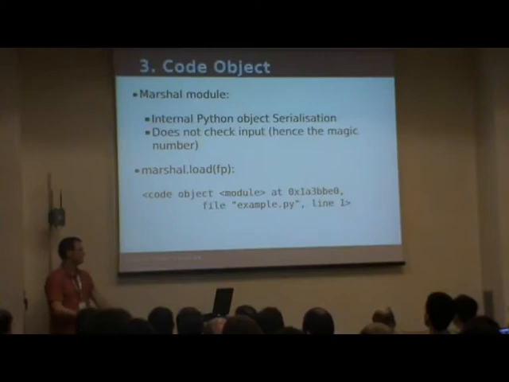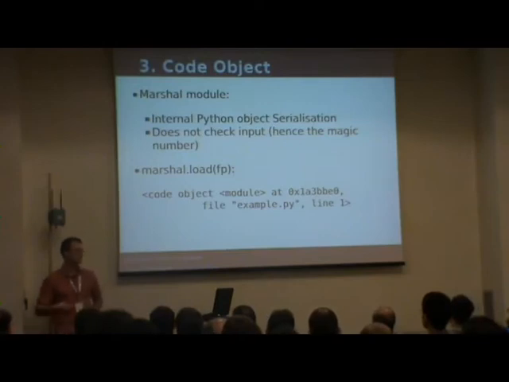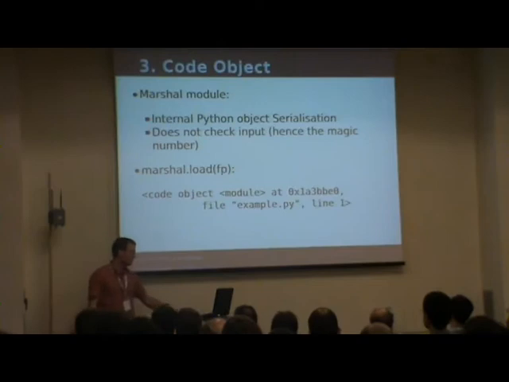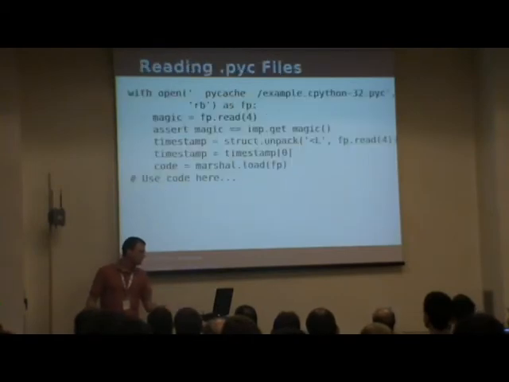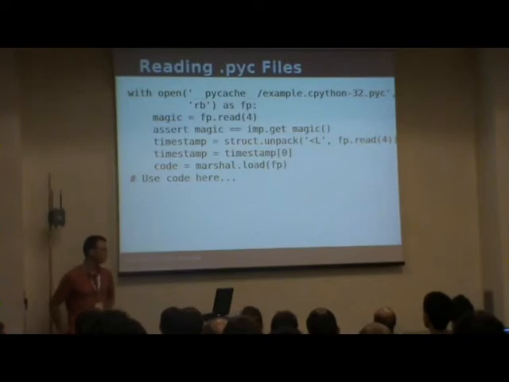And the API version, you just call it with the file pointer that you've got open. And it will read the rest of the file until it gets to the end of the code object. It will return you the code object. And you need a file pointer after the code object. So the entire process of reading a bytecode file is something along these lines.